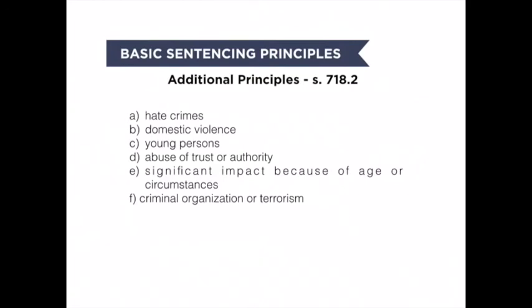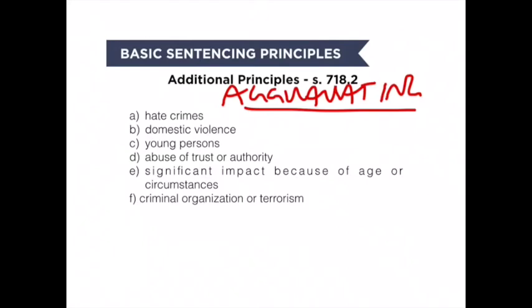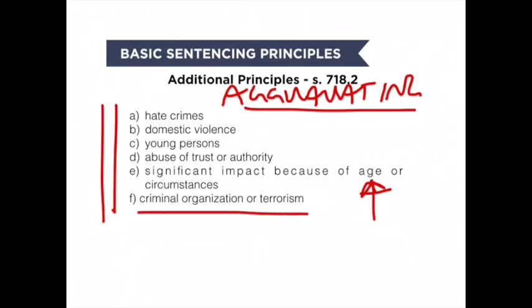If that wasn't enough, there are some additional principles, and essentially these are what are called aggravating features. I can also tell you that there are mitigating features not listed in the code, but they are essentially developed at common law. These are essentially the types of crimes that Parliament is particularly concerned about. Hate crimes, domestic violence, offending against young persons, abuse of trust or authority, significant impact because of age or circumstances, again, robbing old people, and when you do something on behalf of a criminal organization or terrorism. These are things that tend to ratchet up the severity of your punishment.